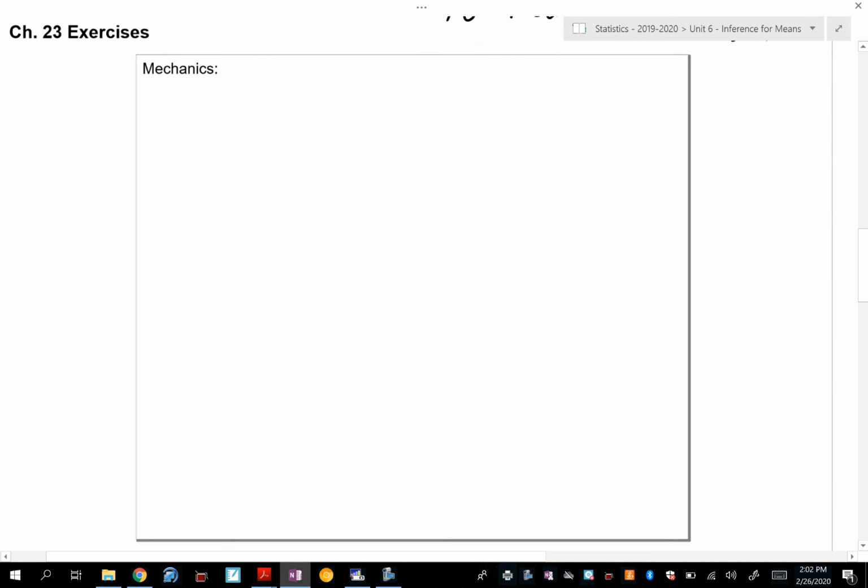All right. Let's do the math. Let's write down stuff that we know right now. We know the sample size is 12. We know the degrees of freedom is 11. Do we know Y bar? No. We don't know the sample mean yet. We're going to find it. Do we know S, the sample standard deviation? No, we don't know that yet.